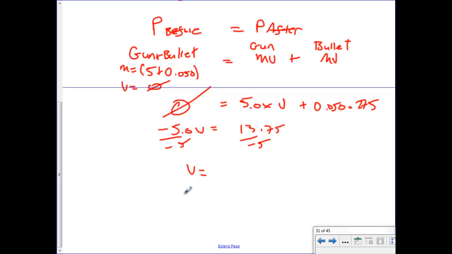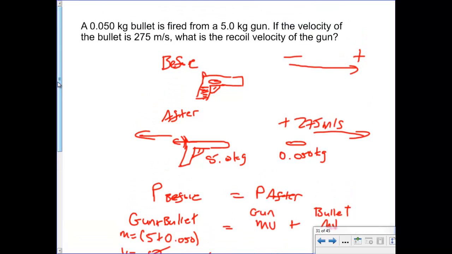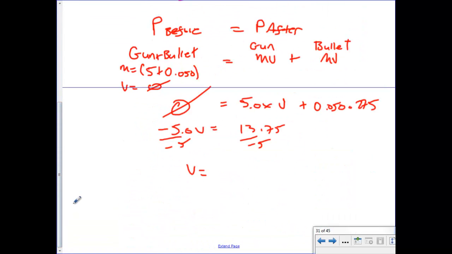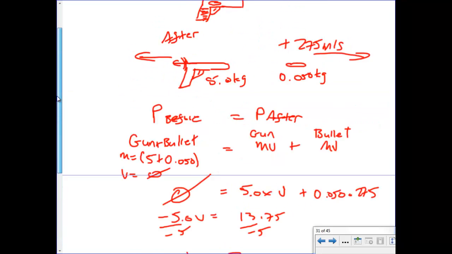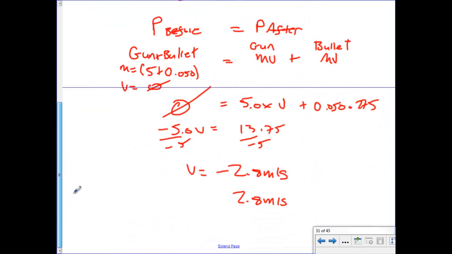What was that? Because this 5 you had to bring to the other side and make it negative 5v. Or I guess you could take this thing right here and bring it to the side and make it negative. Either way, you get a negative though. So, how many sig digs do you get? 2. So I have negative 275. So that'll be negative 2.8 meters per second. Or probably the better way of putting it is 2.8 meters per second, backwards.